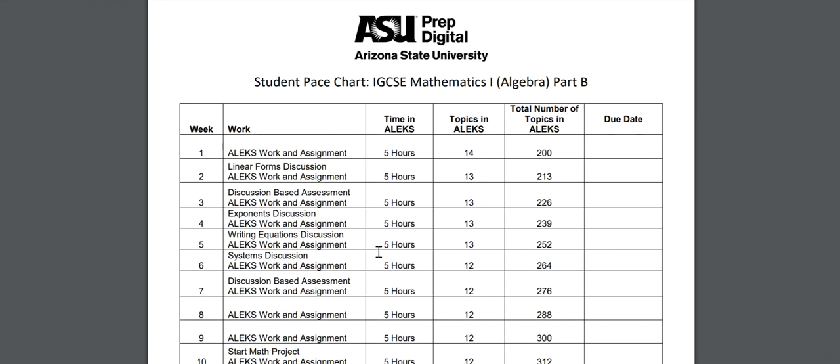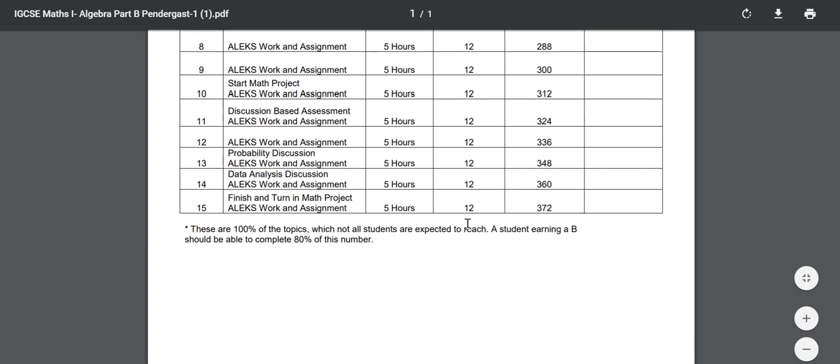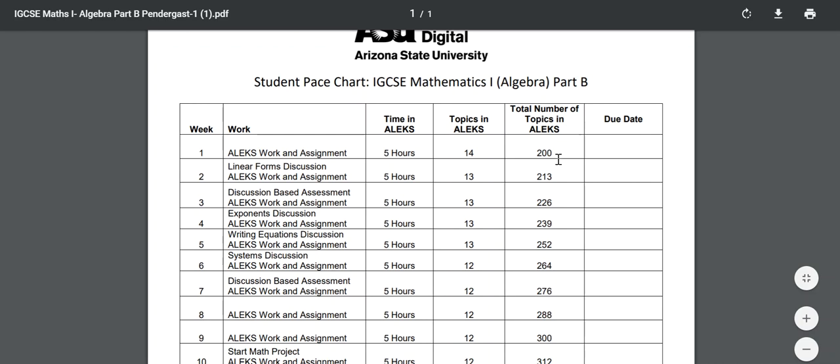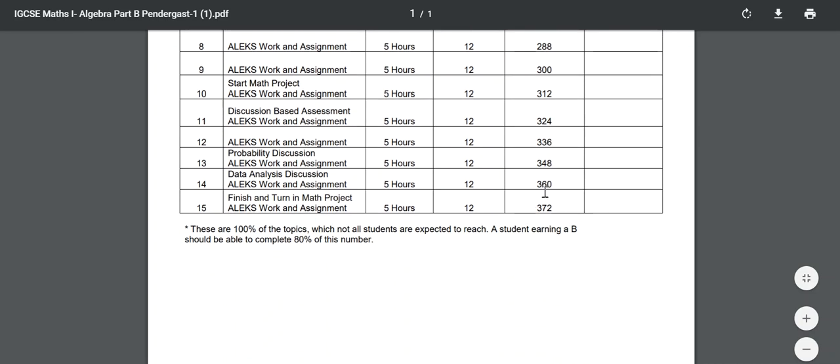You'll also see your weekly goal. These numbers here are what you want to be at to reach 100% in the class. Now, we don't expect you to reach 100% of the class, but that's a good set of numbers to keep in mind. Your weekly time is now 5 hours per week in ALEX. Your topic goal is about 13. It starts out a little more, and then I made it taper down to 12. And then this total number is how many topics in ALEX you want mastered in order to reach the 372 at the end of the course.